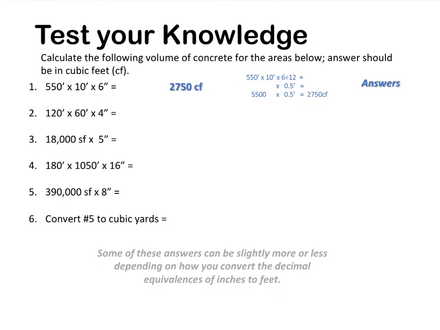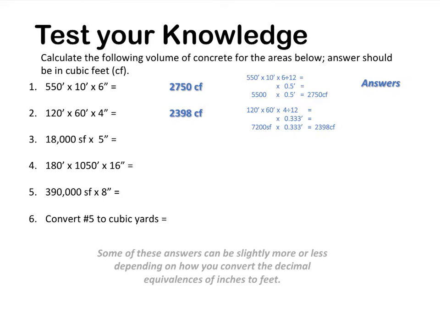Okay, let's take a moment and review the answers. Number 1, 550 times 10 times 6 inches thick. The way you get the answer is 550 times 10 gives you 5,500. Take the 6, divide by 12, you get 0.5, multiply 5,500 times 0.5, and you get 2,750 cubic feet. Also note, some of these answers can be slightly more or less depending on how you convert the decimal equivalences of inches into feet.